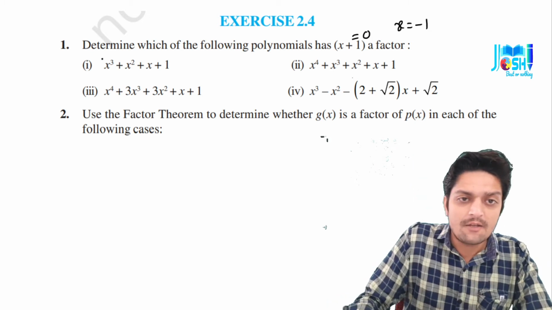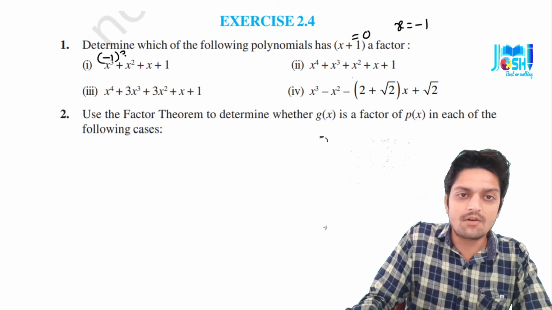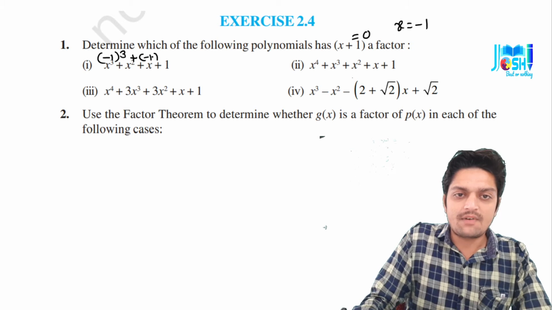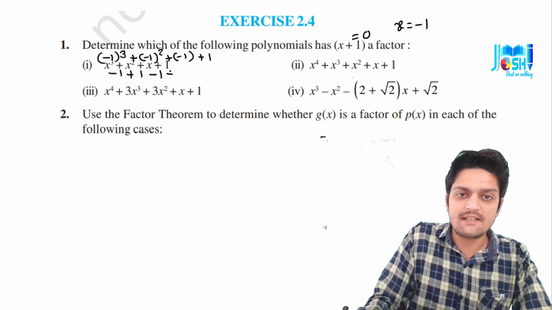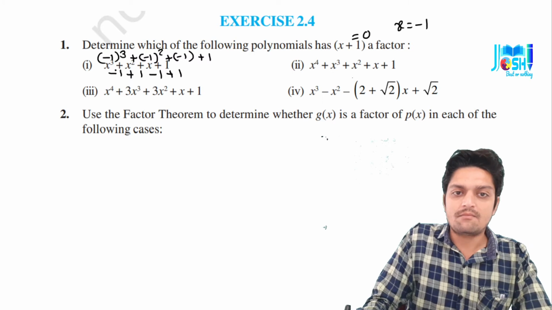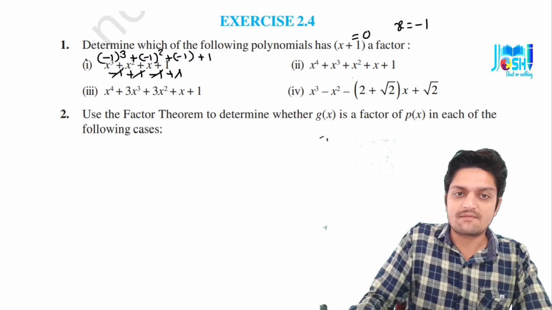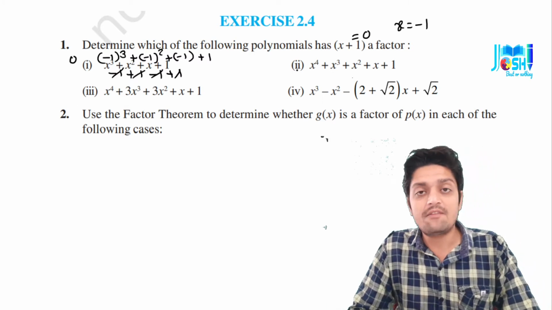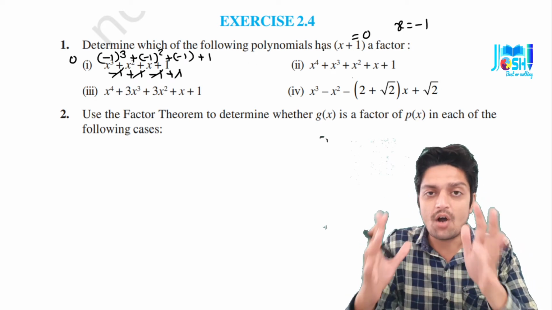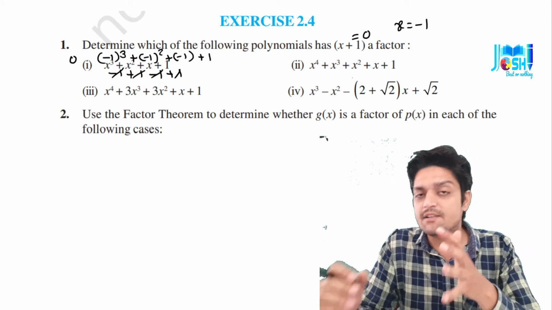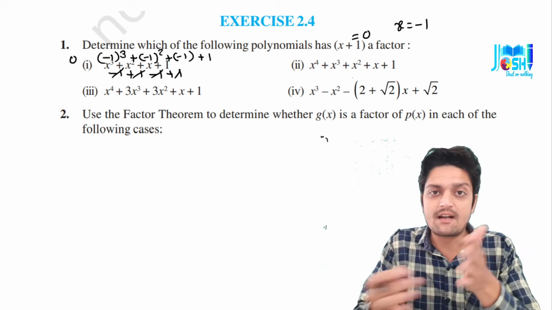Okay, so here minus 1 cube plus minus 1 square plus minus 1, okay, plus 1. Minus 1 cube is minus 1, minus 1 square is plus 1, minus 1 as it is, plus 1. Okay, minus 1 plus 1 cancel, minus 1 plus 1 cancel, the answer is 0. So here we can say that yes, x plus 1 is a factor of the given polynomial. Okay, so you have to repeat the same thing for the 2nd and 3rd questions.